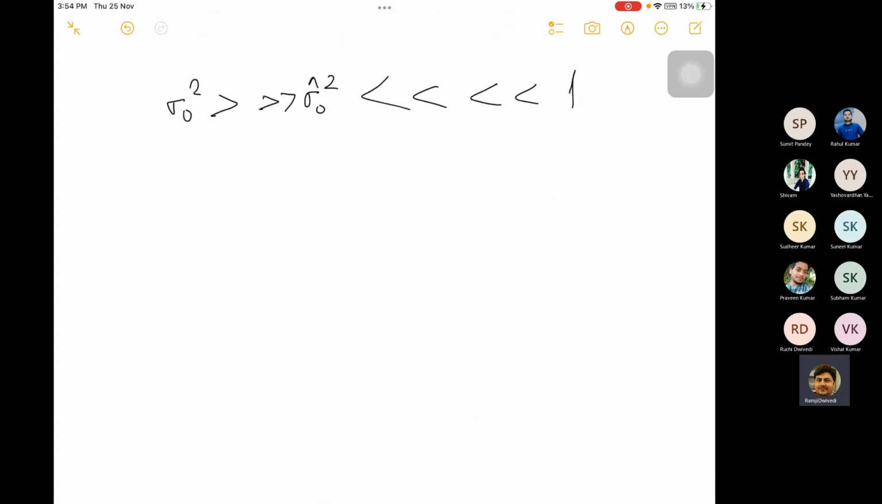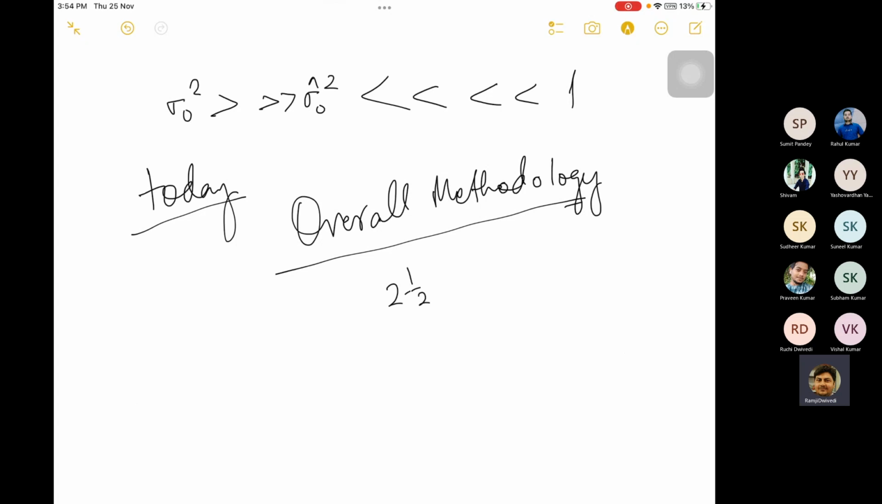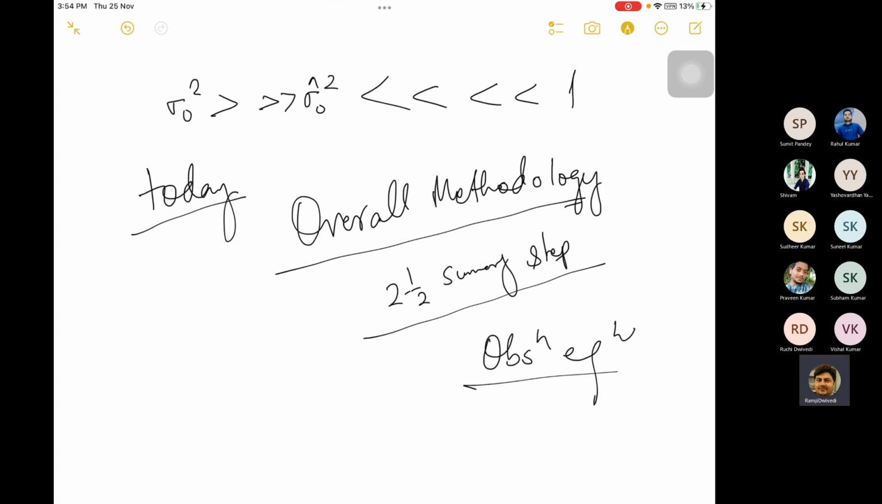Okay, so what I'll do today, I'll share the overall methodology also. Please, Sumit, you have to remind me so that everybody has access to the complete methodology, because now it is a two and a half page summary of steps. I will share these 2.5 page steps on how to follow when you are solving through the observation equation method. Because everything is explained, there is no need to re-explain everything.